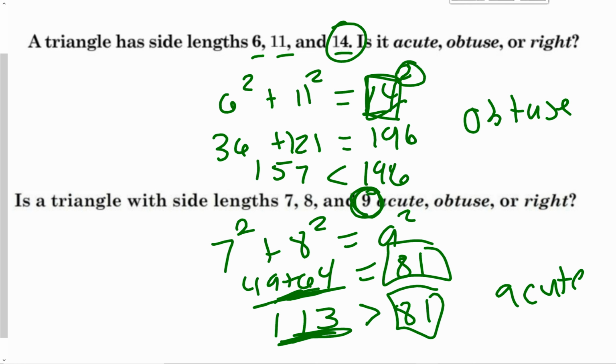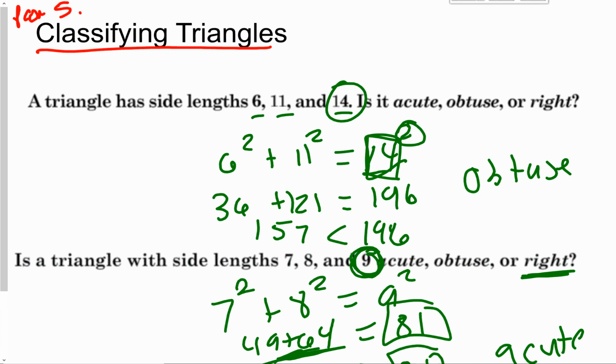So it's all based on what that larger number squared is. If this larger number squared is bigger, then it's going to be obtuse. If it's smaller, then it's going to be acute. And if it's the same, then it's going to be right. Okay, so that's problem number 5.